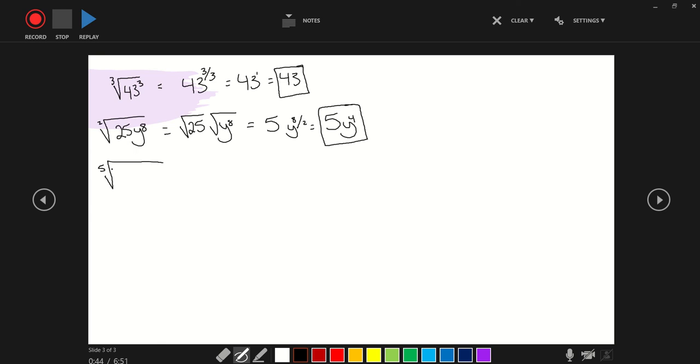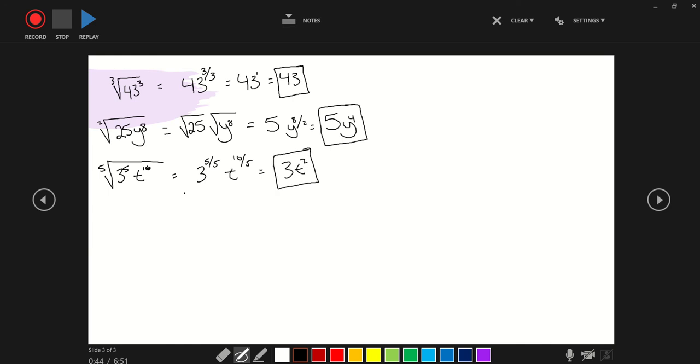We're going to be looking at the 5th root here of 3 to the 5th power times t to the 10th power. Again, we're just going to divide, like what we have been doing. So this becomes 3 to the 5th divided by 5, and t to the 10th divided by 5, which then becomes 3 to the first power, so it's just 3, and t squared.